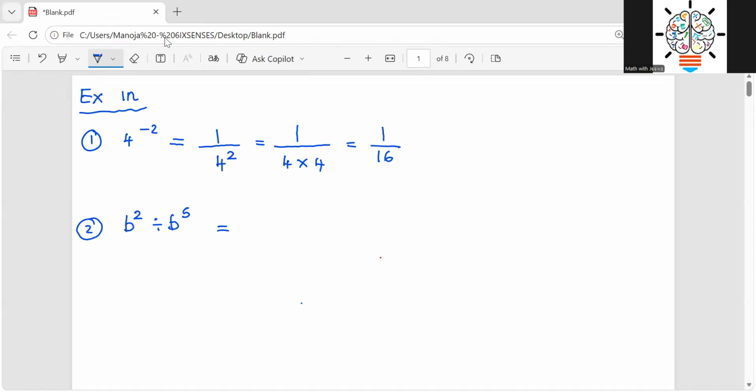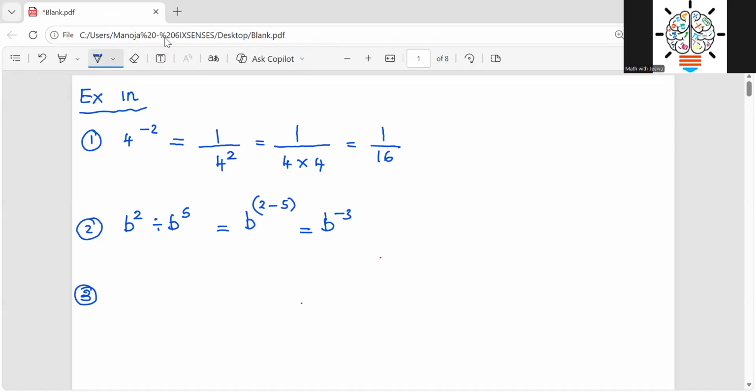You can see the same base value b, and you have the division. What we are supposed to do, we can subtract the indices, 2 minus 5. So then the answer is b to the power of negative 3, right? b to the power of negative 3. b to the power of 2 divided by b to the power of 5 means you can subtract the indices when you have the same base value and the division. So that becomes negative 3. So then we will move to question number 3.